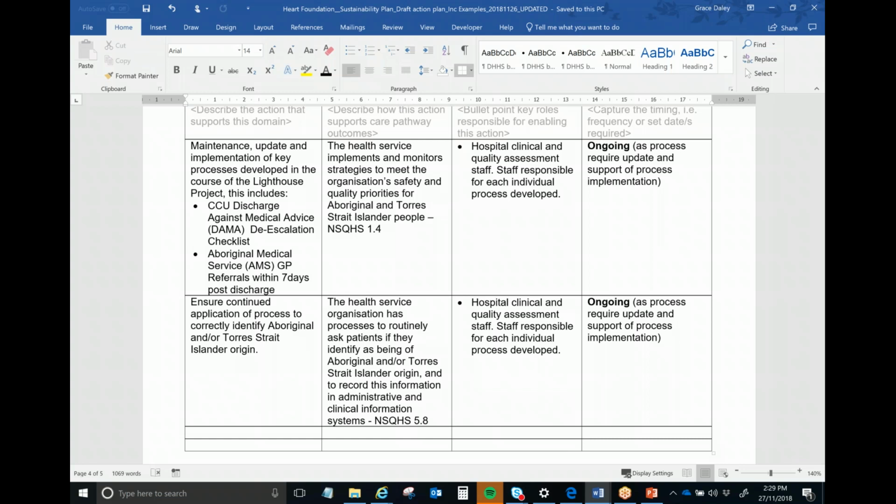And the examples that we've identified here are the CCU discharge against medical advice and the de-escalation checklist, the Aboriginal Medical Services GP referrals within 7 days post-discharge. When thinking about the whole range of key processes, as you can see, we've grouped these together. There may be occasions where there are different thematics around those processes that you wish to group together because they may have different resource implications to them or different levels of complexity and updating to support them going forward. And you'll be far more knowledgeable about that than I.